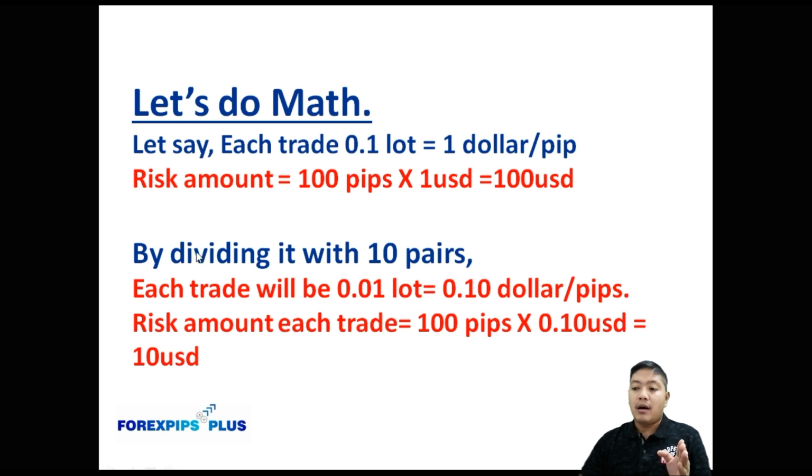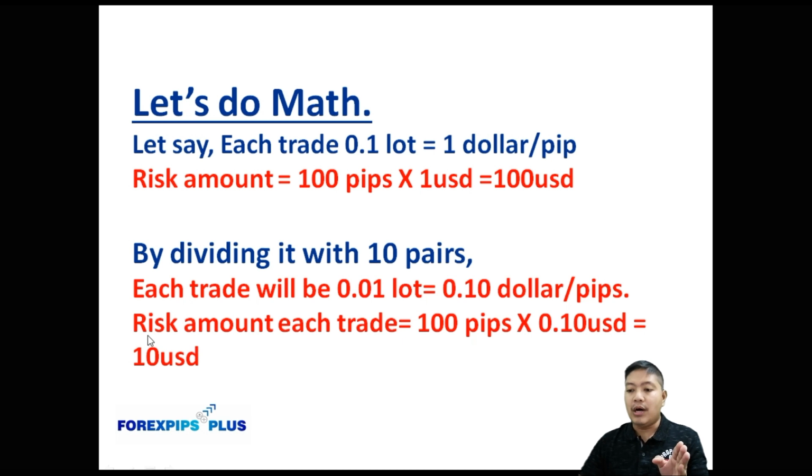Okay, we will do it like this. By dividing it into 10 pairs, which means you need 10 types of currency pairs, each trade will be 0.01 lot. So 0.01 lot means 10 cents per pip. It depends on your broker. If your broker has 4 digits, 0.01 is 0.01. But if your broker has 5 digits, each pip for 0.01 lots is normally 10 cents per pip.